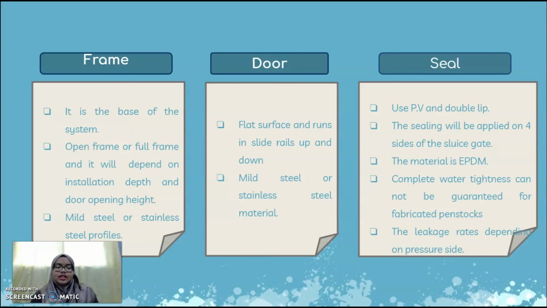The material is EPDM. EPDM is ethylene propylene diene monomer, a type of synthetic rubber used in many applications. Complete water tightness cannot be guaranteed for a fabricated penstock, and the leakage rates also depend on the pressure side.